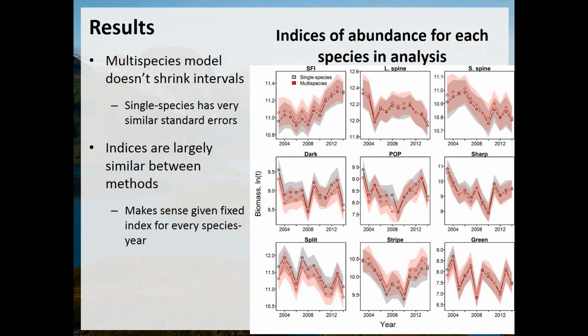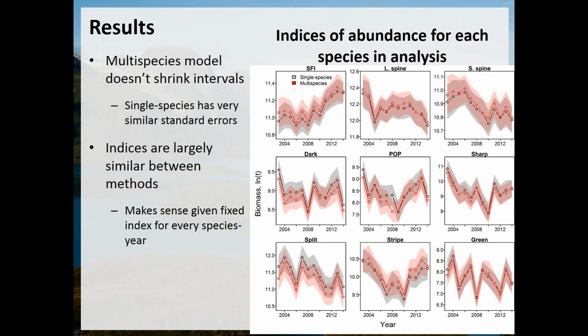But if we look at the indices of abundance that come out, where we take these models, project density to the whole coast, sum across that, and calculate the standard error using the delta method, the single species is in gray and the multi-species is in red. In general, the trends are very similar. It shares information within groups a little bit. So green striped and split nose both have a lower value in the first year, and then it goes up and then down again.